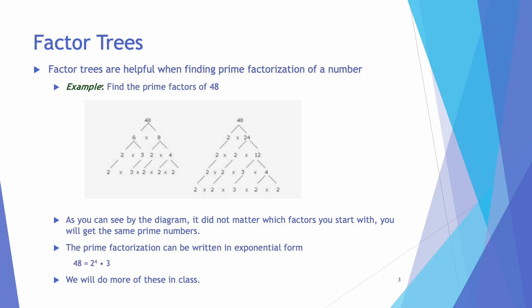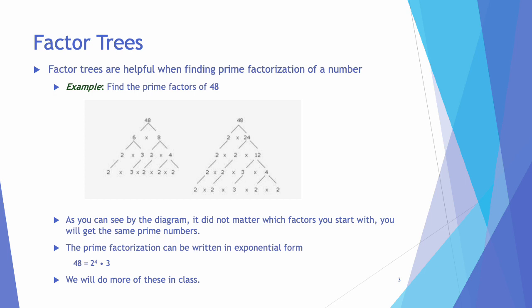And on the left-hand side, I use 6 times 8. I ask myself, is 6 prime? The answer is no. I ask myself, is 8 prime? The answer is no. So then I have to find two factors that multiply together to give me 6, and two numbers that multiply together to give me 8. Well, the numbers that multiply to give me 6 are 2 times 3, and the numbers that multiply together to give 8 are 2 times 4.